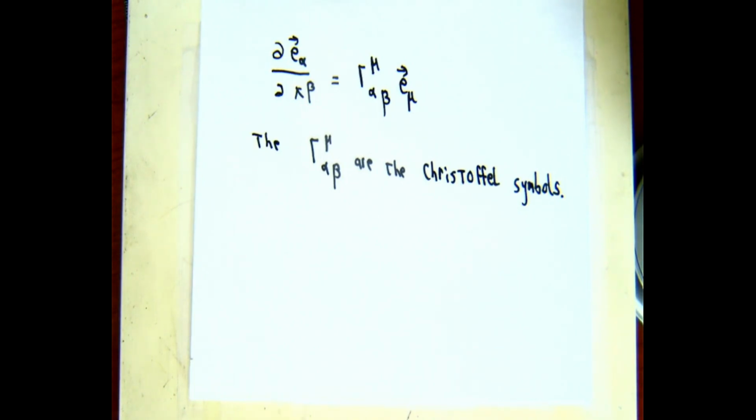These numbers, these gamma mu alpha betas, are called the Christoffel symbols, and they're going to be of tremendous importance to us. The next task that we have to do is to figure out what these Christoffel symbols are, and then we're going to talk about doing derivatives of vectors, except this time we'll do it right.